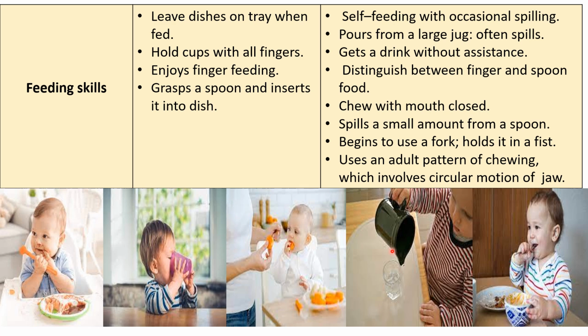They distinguish between finger and spoon food, chew with the mouth closed, spill a small amount from a spoon, begin to use a fork and hold it with a fist. You can see in this picture. Uses an adult pattern of chewing, that is, it includes a circular motion of the jaw. So when you observe how the child feeds, you can see all these things.